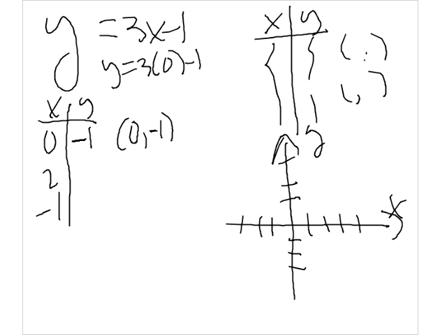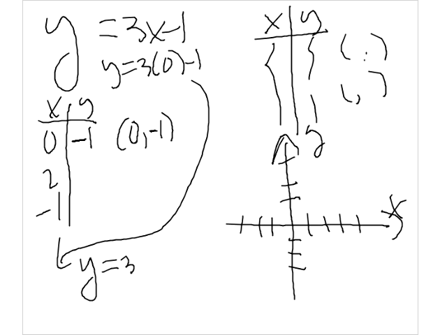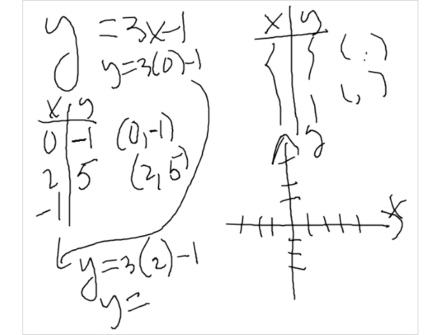When x is equal to 2, I'll bring these other calculations down here. When x equals 2, we get 3 times 2 minus 1. And 3 times 2 is 6, minus 1 is 5. So that defines the ordered pair 2, 5. And when x equals minus 1, we get y equals 3 times minus 1, minus 1. That would be minus 3, minus 1, or minus 4.